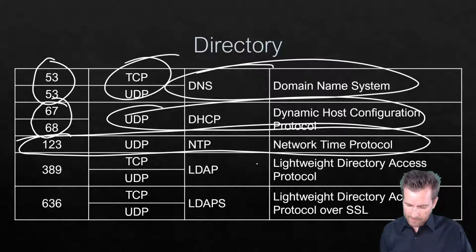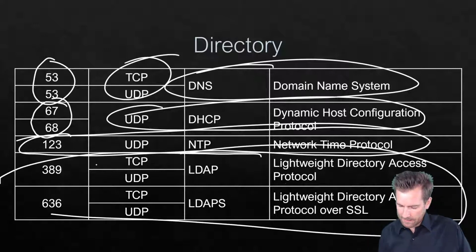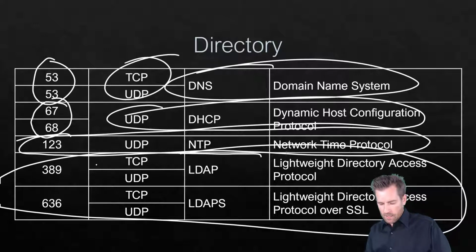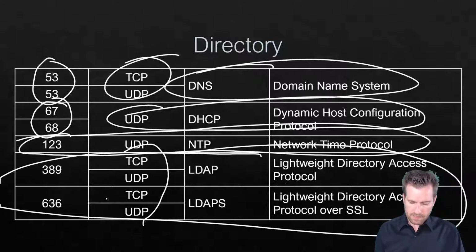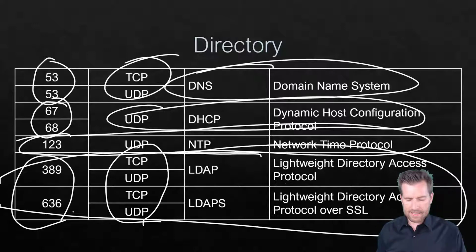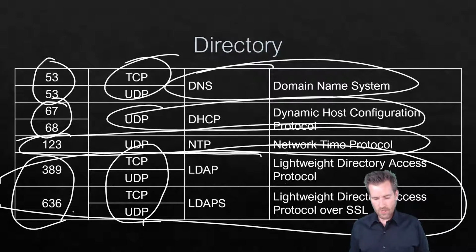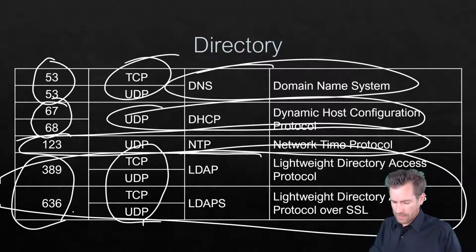All right, then we have LDAP and LDAP-S: Lightweight Directory Access Protocol and Lightweight Directory Access Protocol over SSL. We see that it uses both TCP and UDP for both of those, on ports 389 and 636. So LDAP is our directory services.